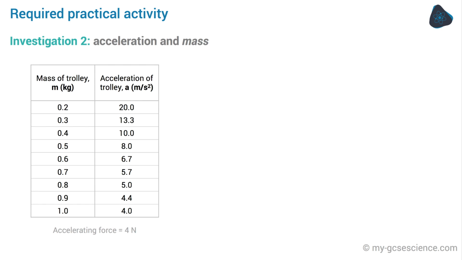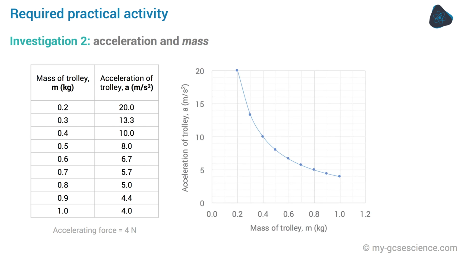In the second part of this investigation, we change the mass of the trolley, keeping the force constant. The results you might obtain here might look something like this. As you can see, as the mass of the trolley is increased, its acceleration decreases. A graph of these results looks like this.